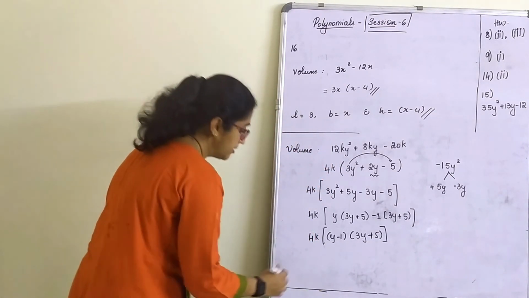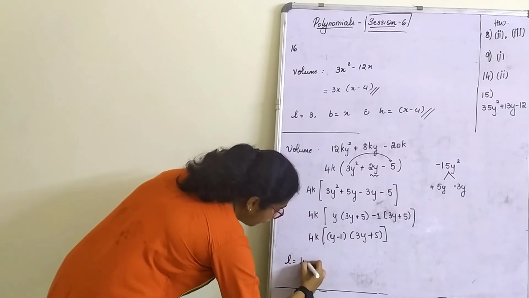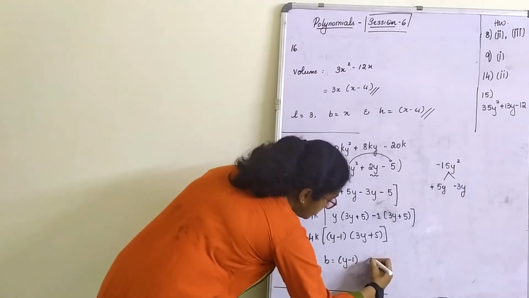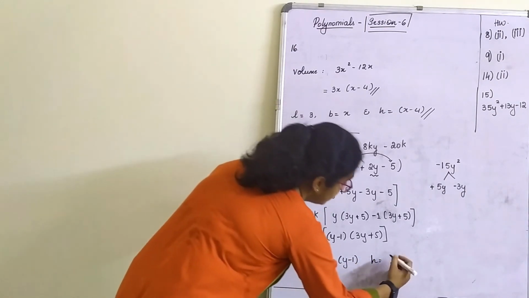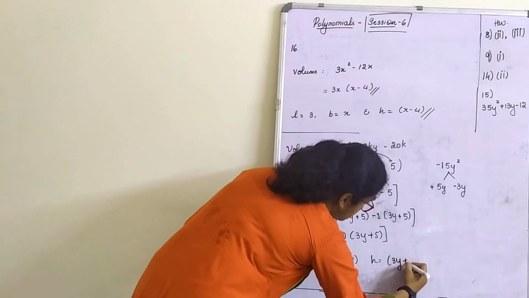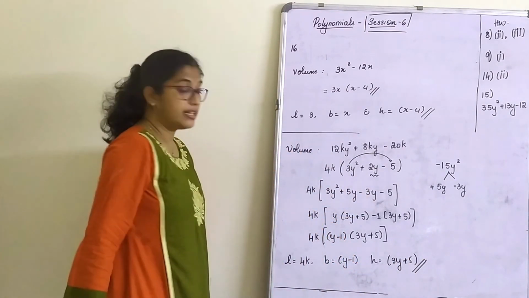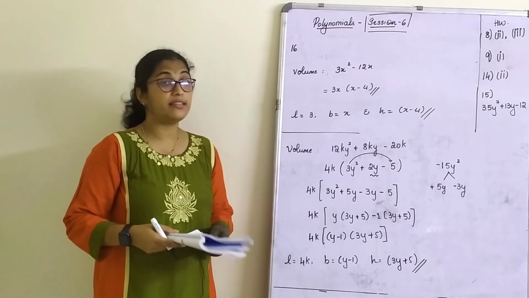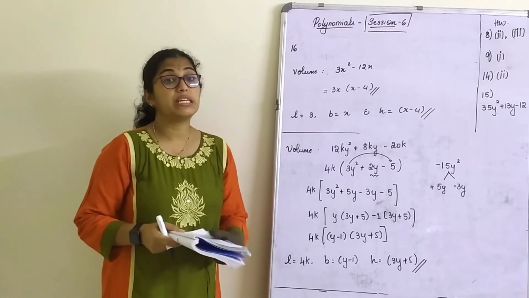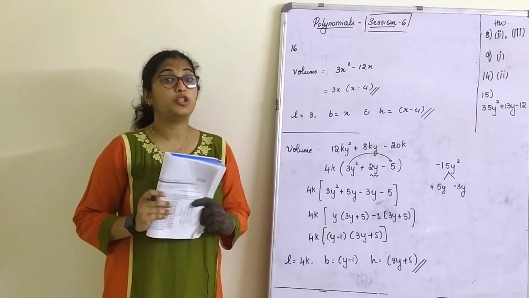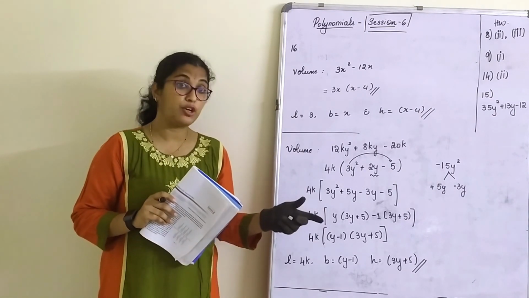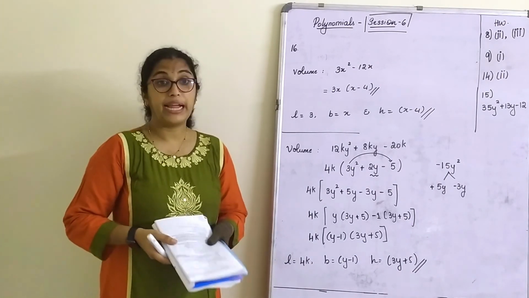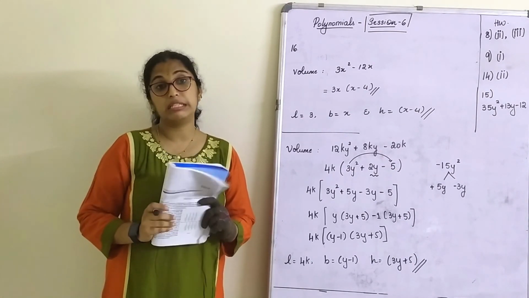Therefore, the dimensions are length is equal to 4k, breadth is equal to y minus 1, height is equal to 3y plus 5. That's all it is. So there we complete this chapter, polynomials. I repeat again, in today's exercise, if you have any doubt, you can call and confirm on the same day of the video sent. The next chapter I will be starting with number system. So any doubt in this chapter, please call on the same day of the video sent.